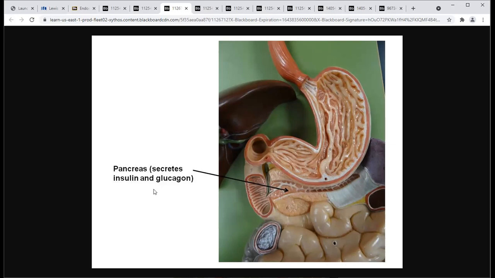So the pancreas secretes 2 enzymes, 2 hormones, insulin and glucagon. Most of the pancreas is busy with making digestive enzymes. We'll detail that in the digestive system, but small portions of the pancreas, pancreatic islets, secrete insulin and glucagon. So I'm gonna see if I can find the microscope slide that goes with this organ.